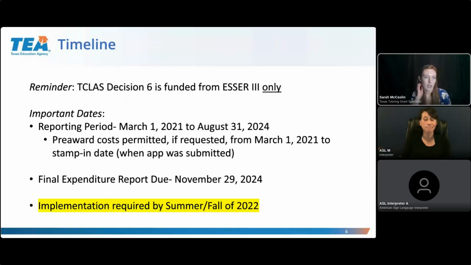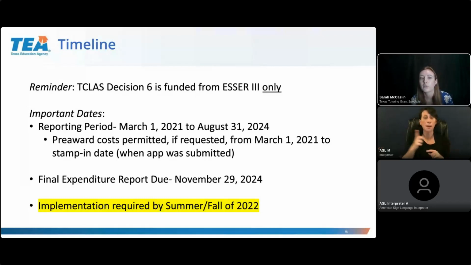As far as the timeline goes, just as a blanket statement reminder, the T-Class Decision 6 funds come from ESSER 3 only. If your LEA has other decision points, then there's a chance they might draw from general revenue. And the only reason I mention that is because it puts us on a bit of a different timeline, and so I didn't want anybody to get thrown off.